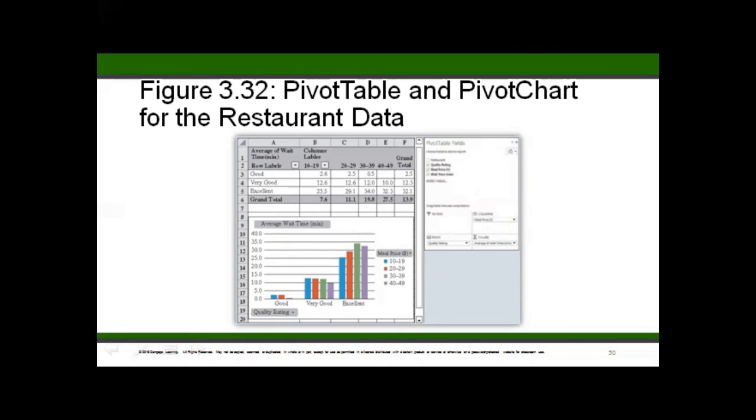The pivot chart displays the same information as that of the pivot table in Figure 3.13. But the column chart used here makes it easier to compare the restaurants based on quality rating and meal price.